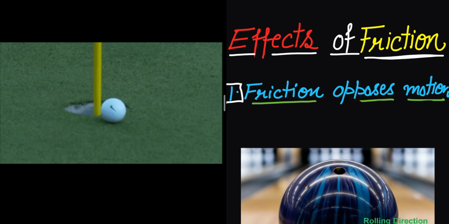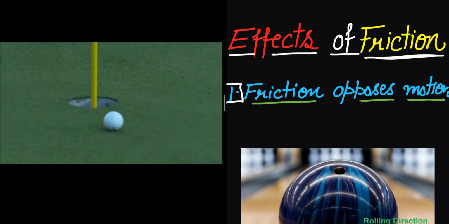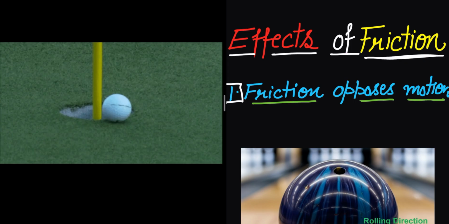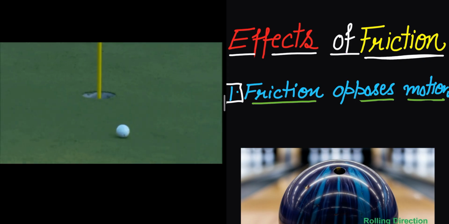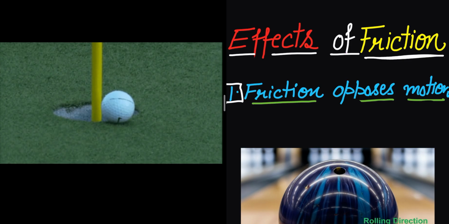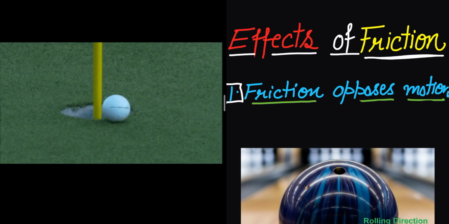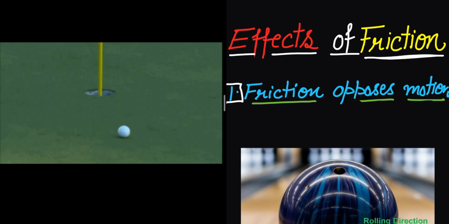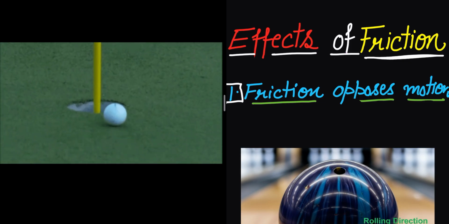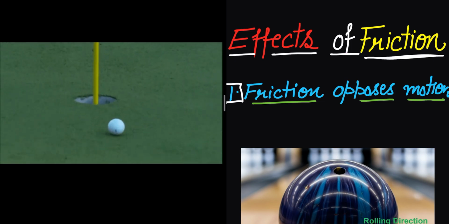Today we are going to discuss effects of friction. First of all, what is friction? Friction is a force that opposes the relative motion between the two surfaces in contact with each other. It means whenever two surfaces are in contact with each other, they apply a force, that we call force friction. Now in this lecture we will discuss the effects of friction.